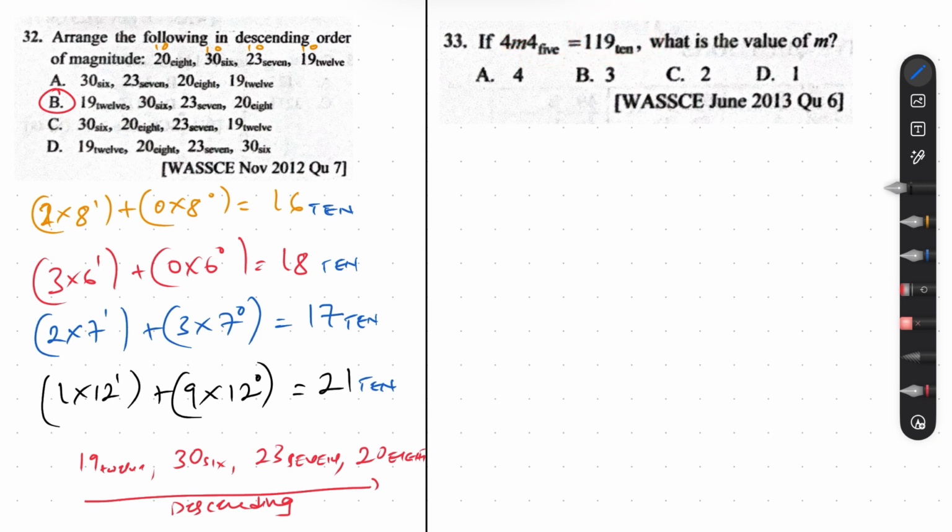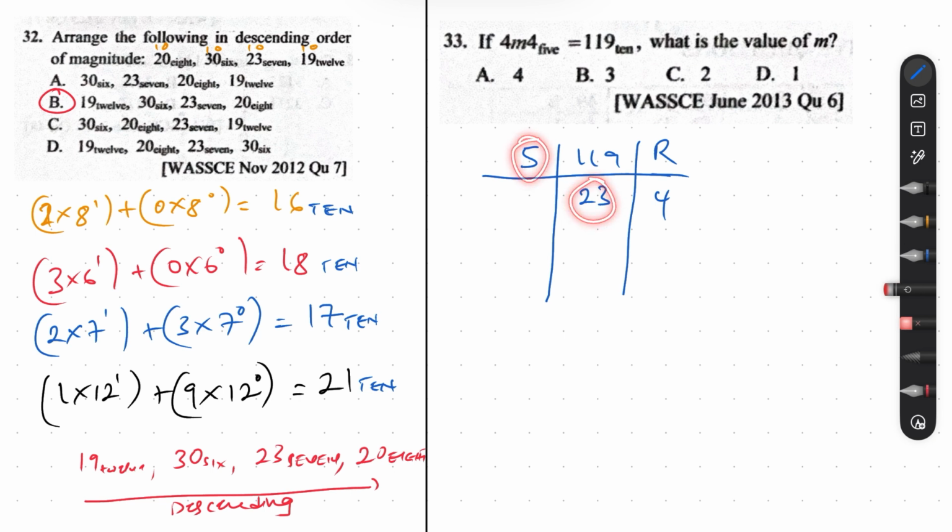We draw our table, right? A simple table. We have 5, 119, we have our remainder. Okay, cool. How many times does 5 go into 119? 23 times. Okay, 23, and the remainder is what? 4, because 5 times 23 is what? 115. When you subtract 115 from 119, the remainder is 4.